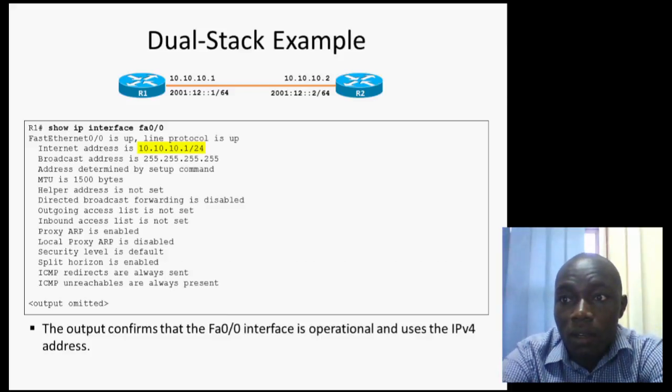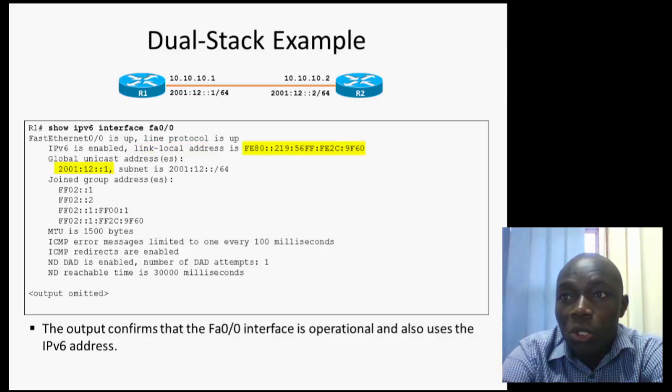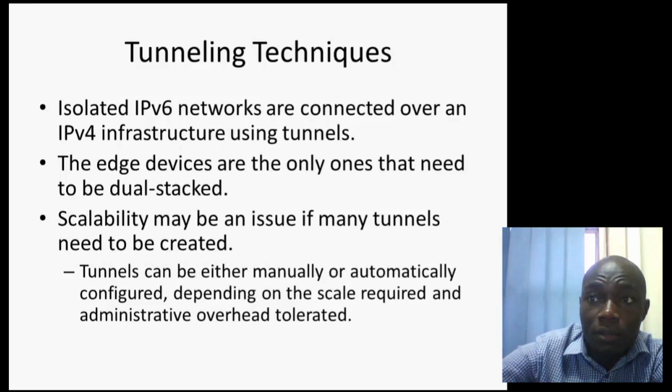Running a show IP interface FA0/0, the output confirms that the FA0/0 interface is operational and uses the IP version 4 address. Show IPv6 interface FA0/0, again that output confirms that the FA0/0 interface is operational and also uses the IP version 6 address.